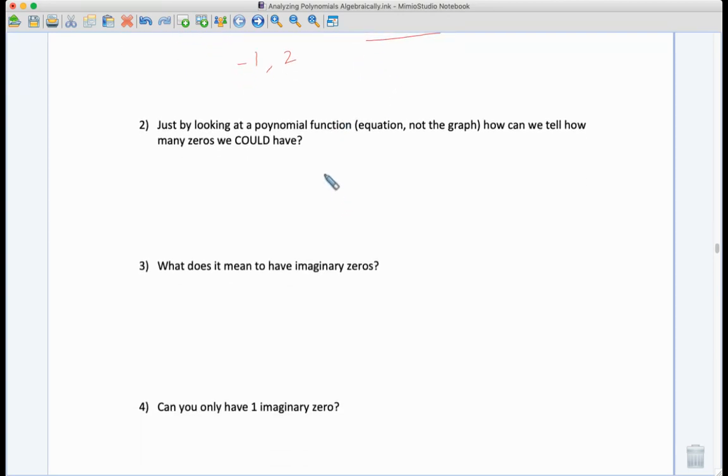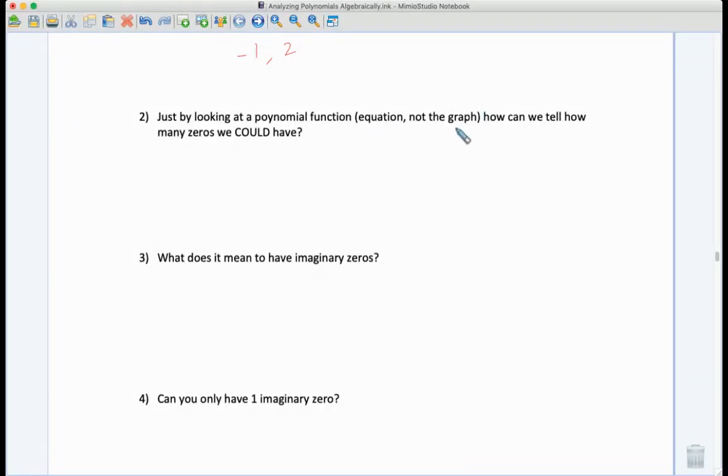Next up, just by looking at a polynomial function, the equation, not the graph, how can we tell how many zeros we could have? This is all based upon the degree of the polynomial. So if I've got a function, say, I don't know, x to the 5th power minus 4x to the 4th minus 3x cubed plus 7x squared minus 5. I'm just making up some sort of polynomial.